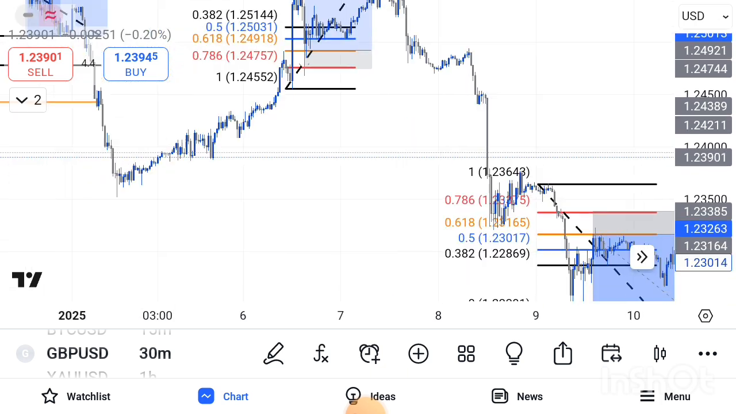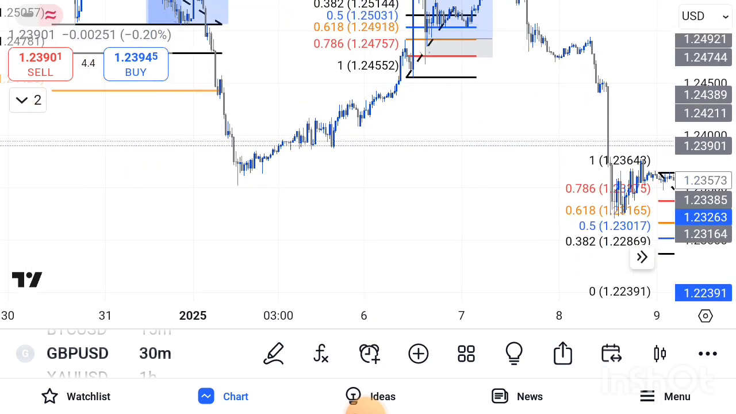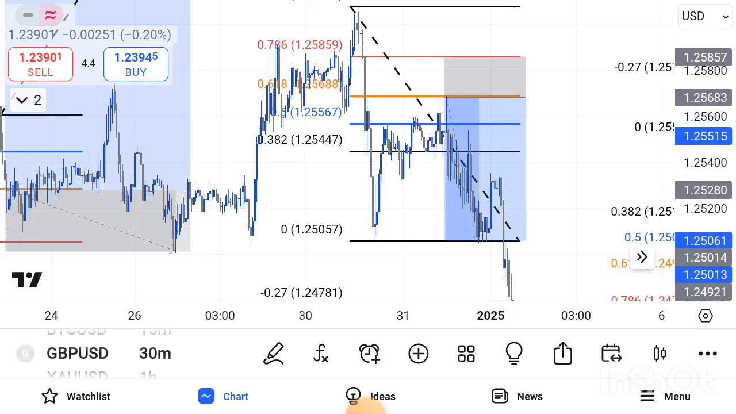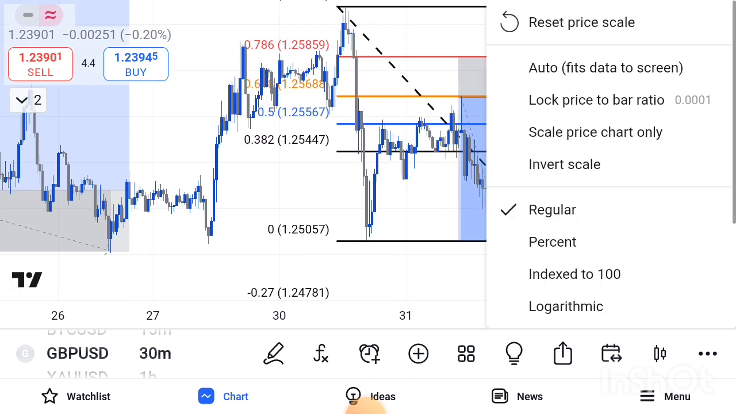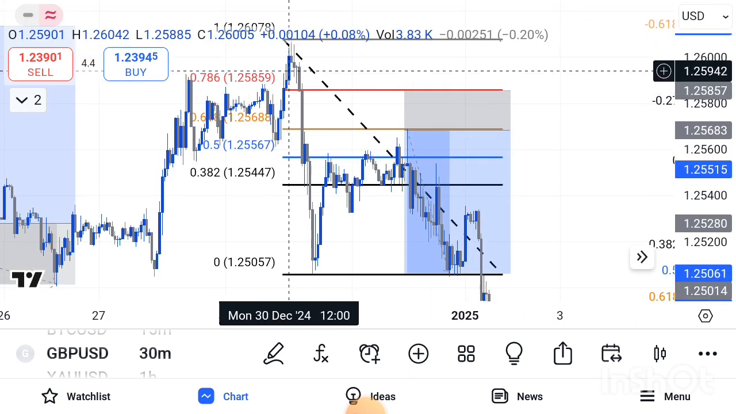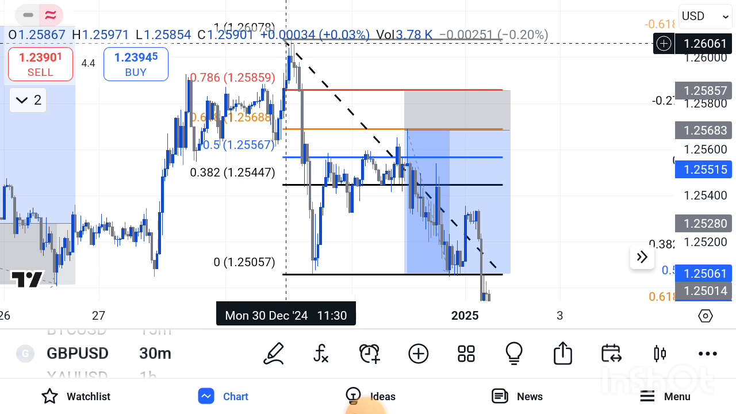I think there is another selling example here. Okay, so this is a selling example. Let me just do more selling examples. So you can see, start from the swing high. If it's a buy trade, you start from the swing low.